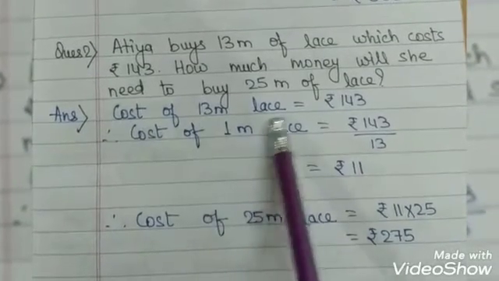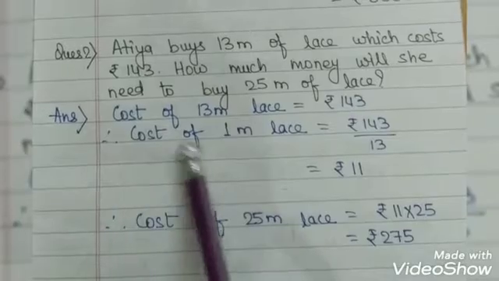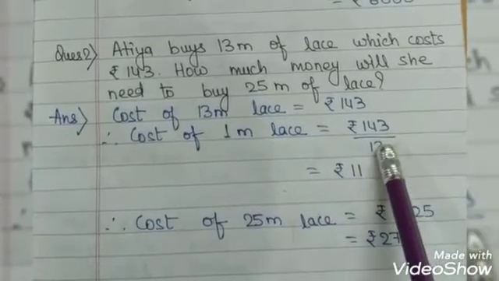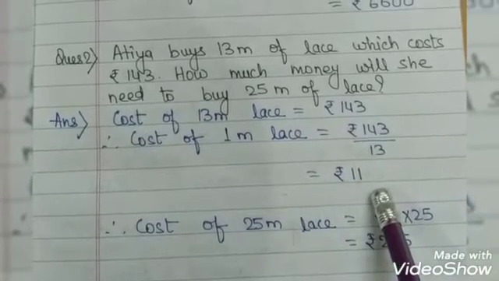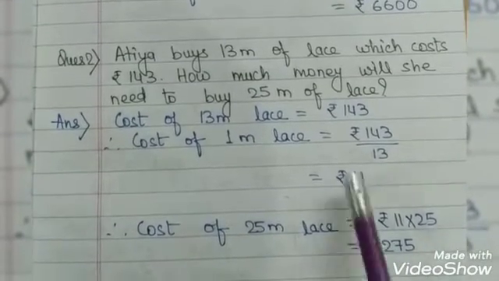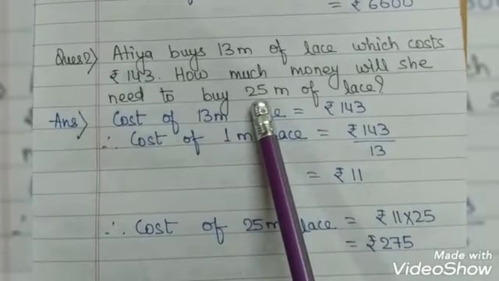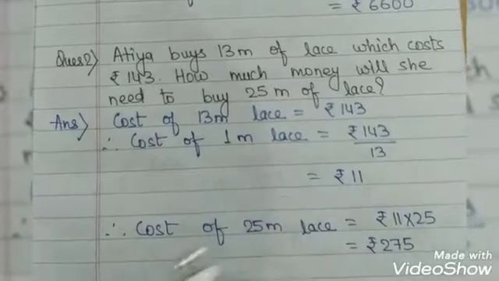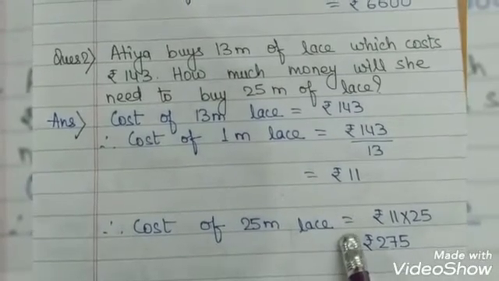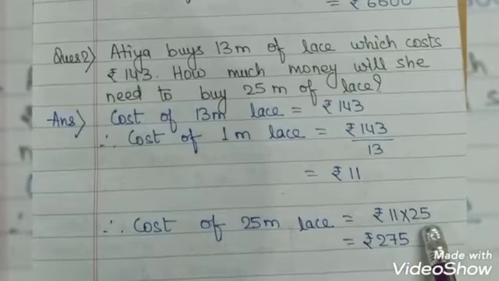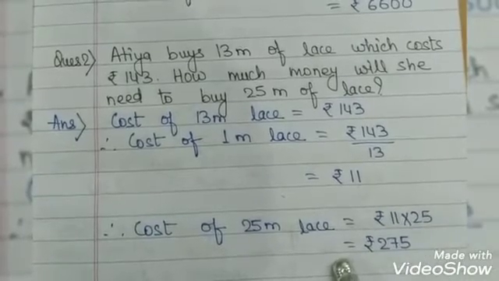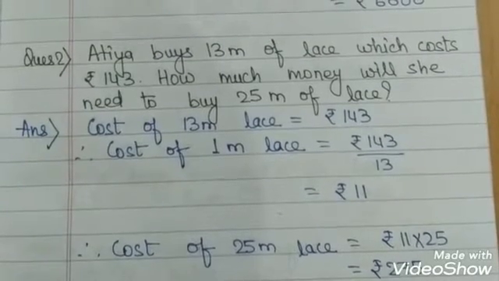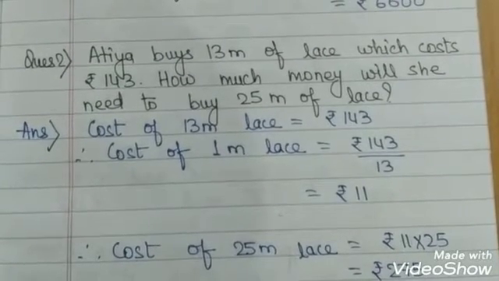Cost of 13 meters of lace is equal to rupees 143. Therefore, cost of 1 meter of lace is equal to rupees 143 divided by 13. When we divide the numbers we get the answer rupees 11. Now this is the cost of 1 meter of lace. Now what do we have to find? We have to find the value of 25 meters of lace. To find the value of 25 meters of lace we will multiply the value of 1 meter of lace. So therefore, cost of 25 meters of lace is equal to rupees 11 multiplied by 25. When you multiply these two numbers you get the answer rupees 275. Thus by this method we can find the value of more than one unit.